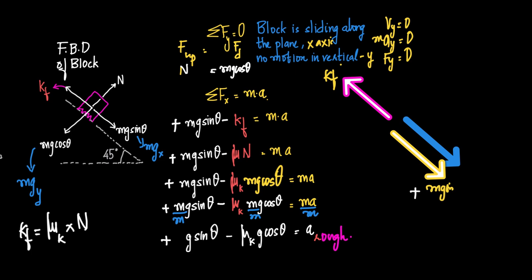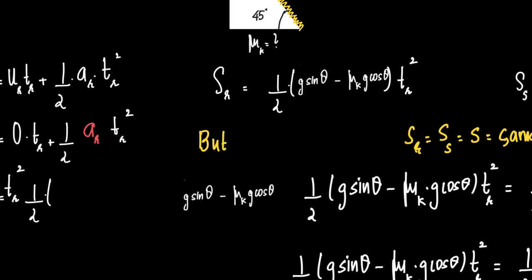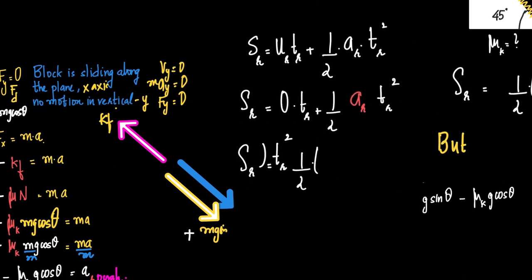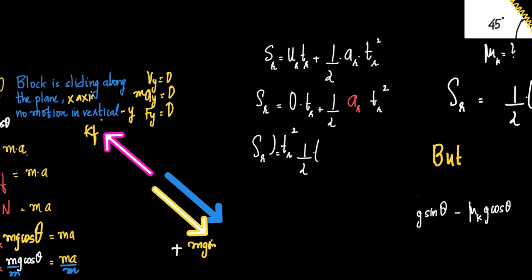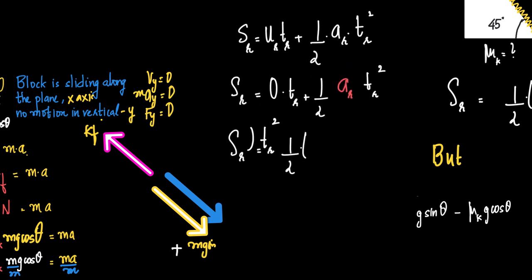Now you might be wondering, what were we asked to find out? We were asked to find out the kinetic friction, but we only have the acceleration rough and acceleration smooth here. Now how do we derive it? For that, what we'll do is make use of the equations of motion.